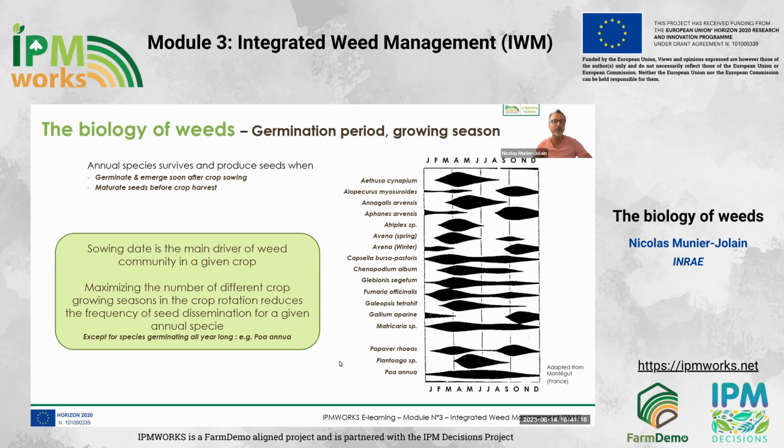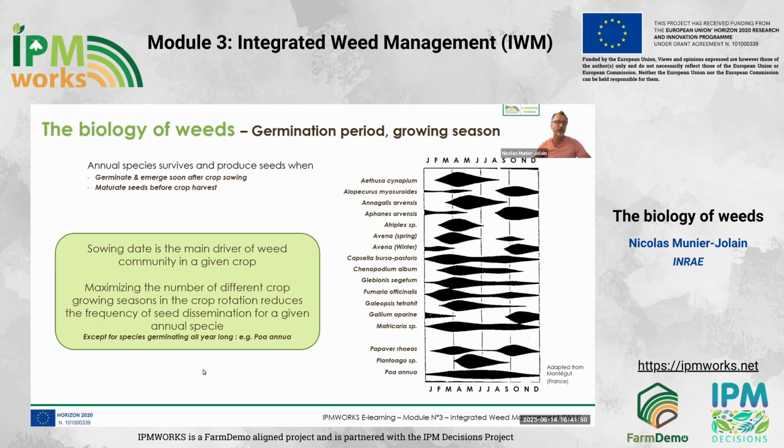So we know that the sowing date of the crop is the main driver of the weed community in this specific crop. If you maximize the number of different crops and the number of different growing seasons of the crop in the crop rotation, we know that this reduces the frequency of seed dissemination for a given annual species, and this is interesting to reduce the weed pressure, and therefore the need for herbicide.